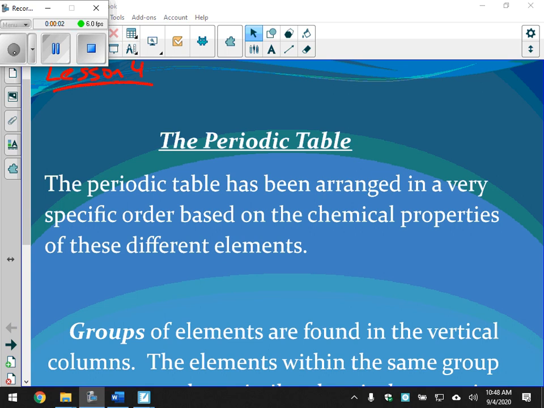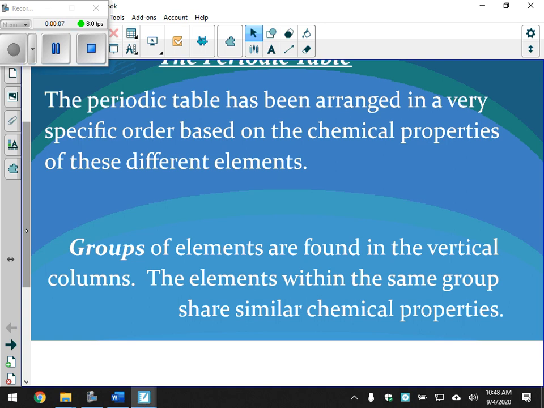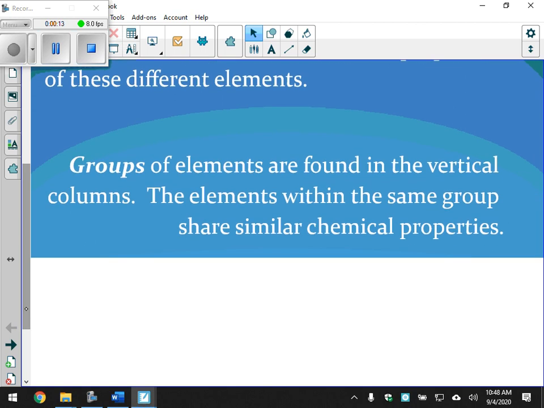So lesson 4, we're going to talk a little bit about the periodic table here. Obviously, it's arranged in a very specific way. It's based on elements that have similar chemical properties. That's how we get the groups here, right? Groups of elements are found in vertical columns. So vertical columns, of course, implies that they're going up and down, right?